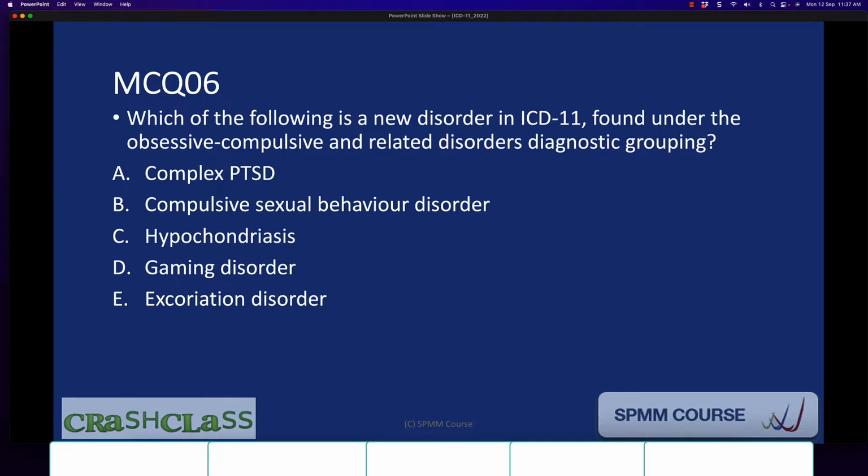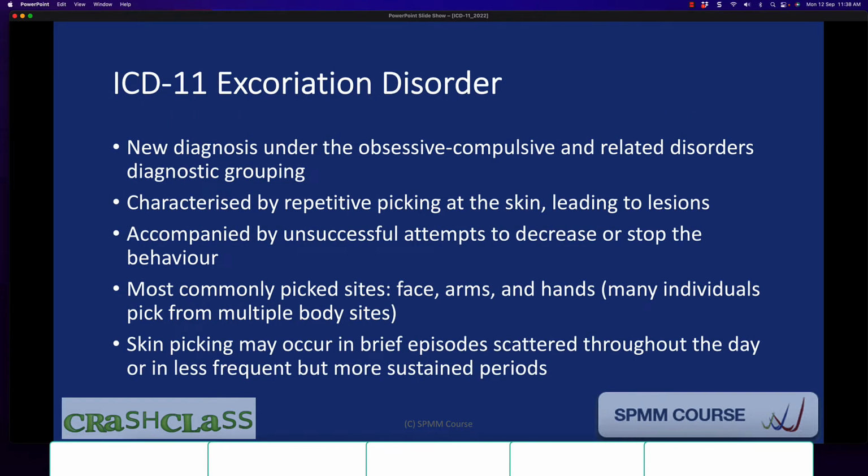B. Compulsive sexual behavior disorder. C. Hypochondriasis. D. Gaming disorder. E. Excoriation disorder. Excoriation disorder is a new diagnosis under the obsessive compulsive and related disorders diagnostic grouping. It is characterized by repetitive picking at the skin leading to lesions. It is accompanied by unsuccessful attempts to decrease or stop the behavior.